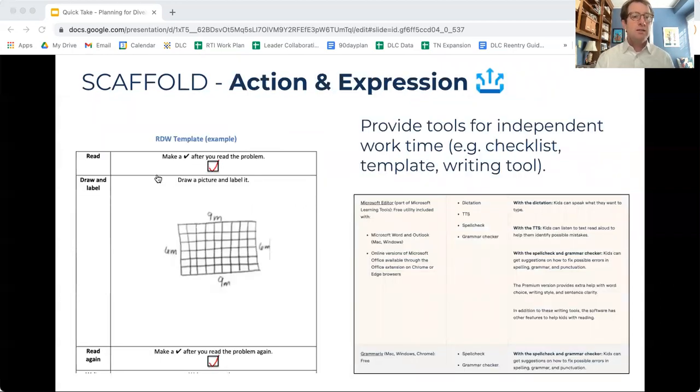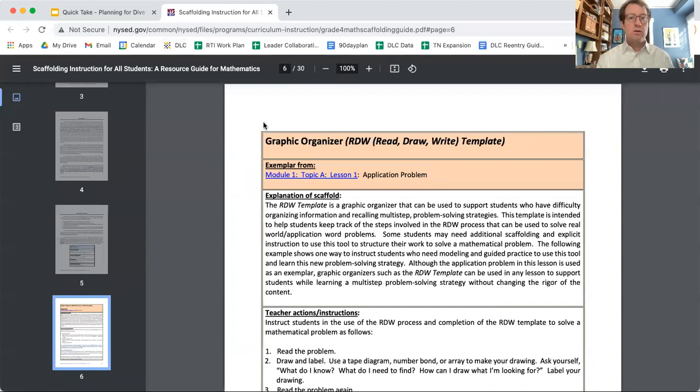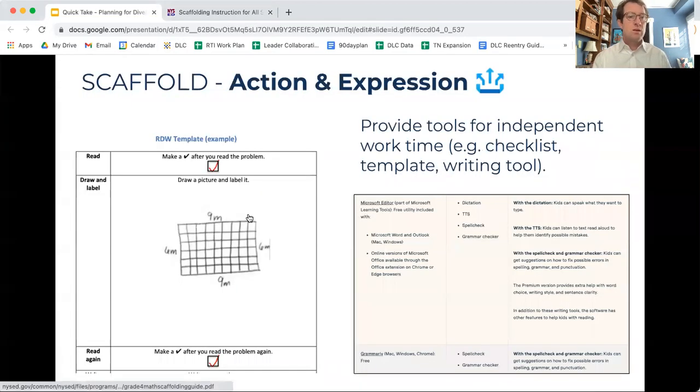So the last category is action and expression. In this case, what will a student need in order to show what they know? So imagine there's independent work time. This one is particular to math, a read, draw, write template, and it is linked in here. So you could just click on that link and go to it.